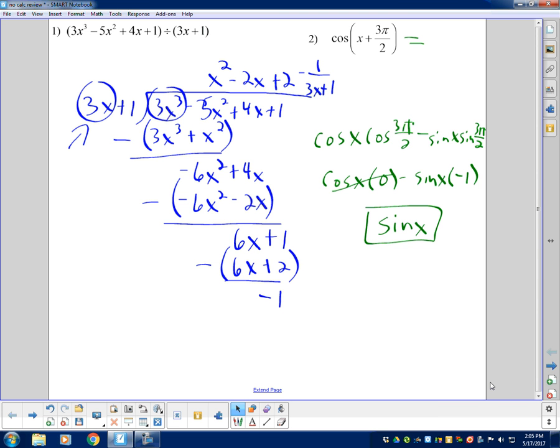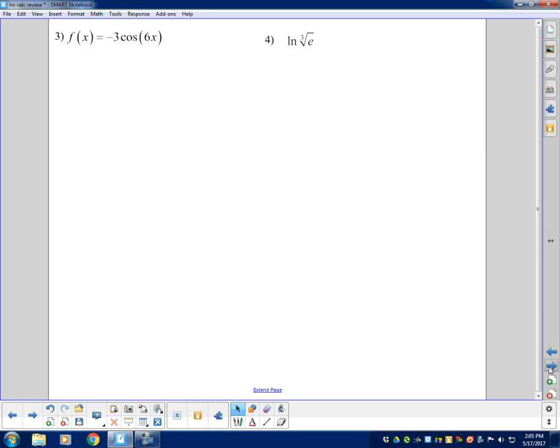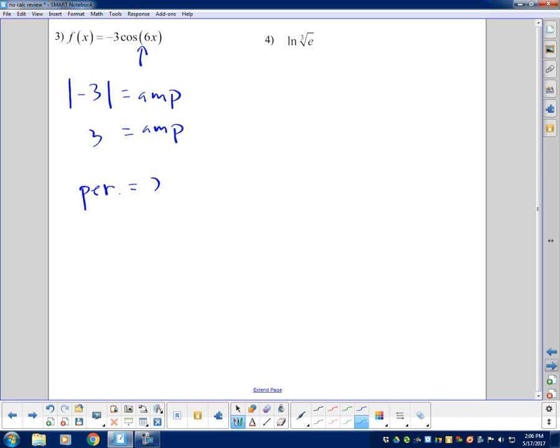All right, moving on. Number 3. It says, what is the amplitude and period of the following function? Amplitude is the absolute value of negative 3. That is 3. So 3 is our amplitude. Period can be found by taking this value, which is b, and plugging it into the relationship period equals 2 pi over b. So 2 pi over 6 gives me pi over 3 is the period.